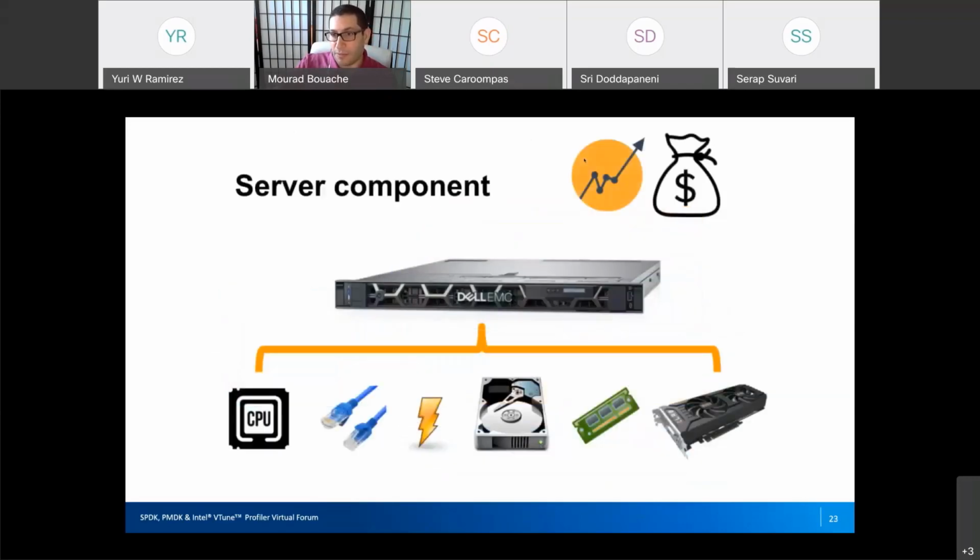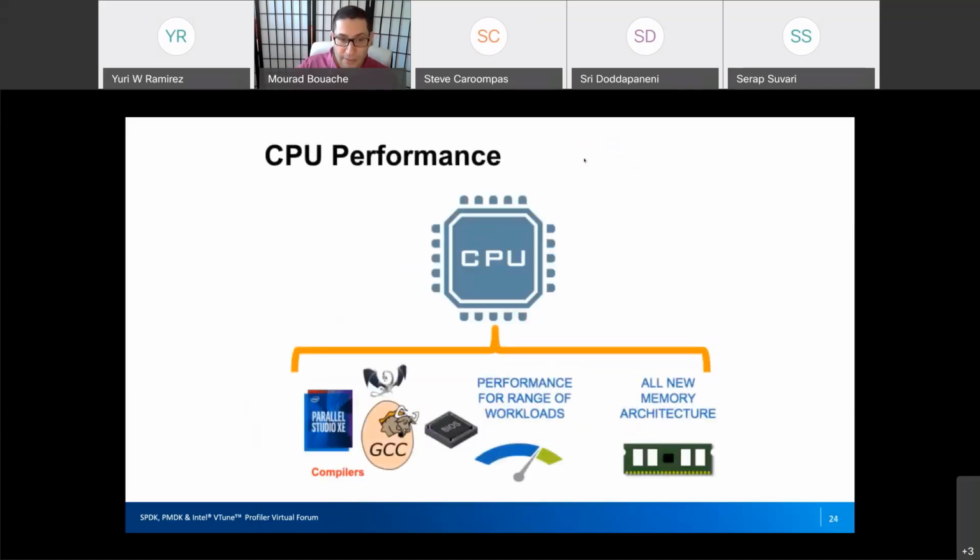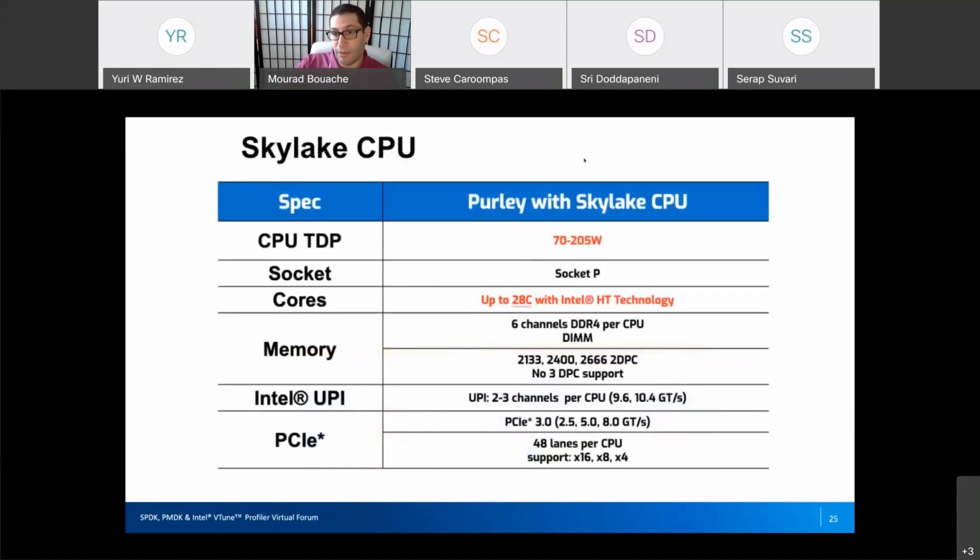Server components: if we are talking about performance, we need to talk about the CPU, network, power, disk I/O, memory, and also other compute resources in terms of GPUs, FPGAs, ASICs, whatever we would like to use. If we talk about CPU performance, the compiler has a huge impact on the performance score when we are doing benchmarking, so performance for a range of workloads. The BIOS is also important, and the memory also has some impact on the CPU performance, if we are talking about the benchmark score.